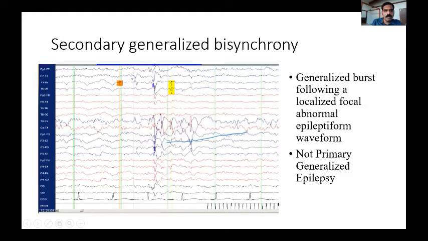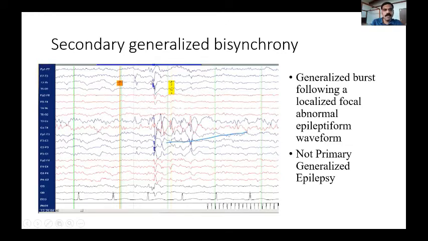Sometimes we find generalized epileptiform discharges in the form of spike slow wave activity, but if you carefully look at these spikes, they can be preceded by a few focal spikes. So there's some focal spiking here, and that leads to the generalized discharges here. This is called secondary bilateral generalized synchrony. It means that it has a focal onset, then it has become secondarily generalized. Generalized burst following localized focal abnormal epileptiform discharges here. It is not primary generalized epilepsy. This suggests a focal onset with secondary bilateral synchrony.